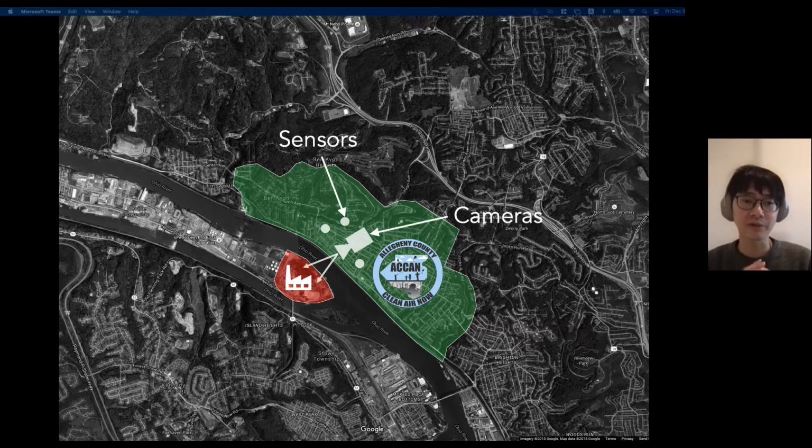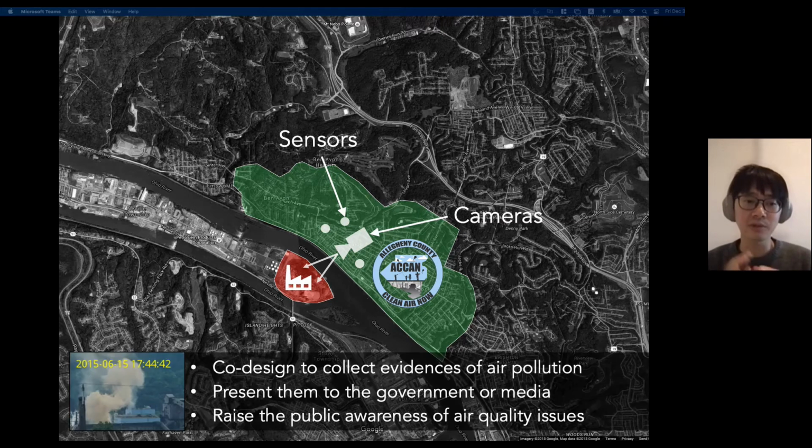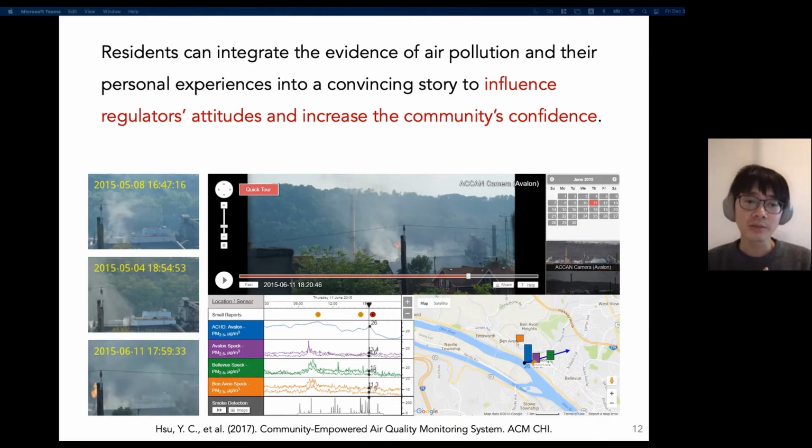So we worked with them together in deploying different sensors and different cameras in the local regions. We put equipment in their houses, and they provided the space for hosting all this equipment. Eventually we hoped we could design a solution together to collect evidence of air pollution. We wanted to present these solutions and evidence to the government or news media, and then raise public awareness of air quality issues. So this is the system that we designed with people. On the bottom right, you see a user interface.